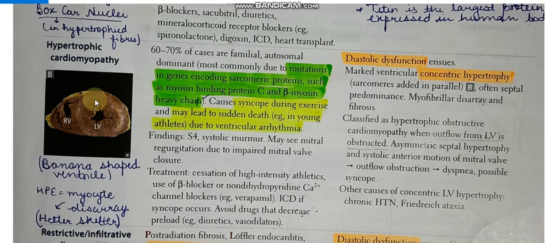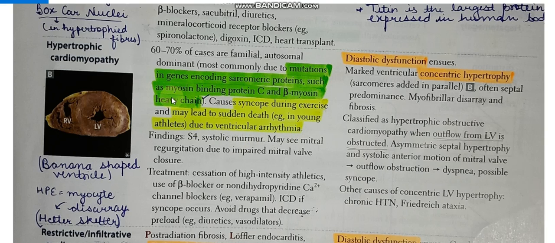The second thing is how the patient is going to present to you. You can see so much of the muscular mass. Which person has that muscular kind of build? It is an athletic person. So the question will be framed like an athlete was doing his routine exercise or something and he collapsed suddenly. So the syncope during the exercise may lead to sudden death, for example, in young athletes due to the ventricular arrhythmia. So what is the cause of death? Mostly it is ventricular arrhythmia.